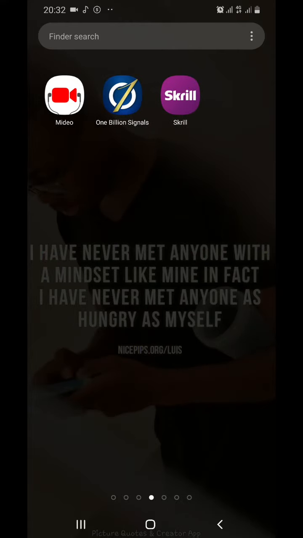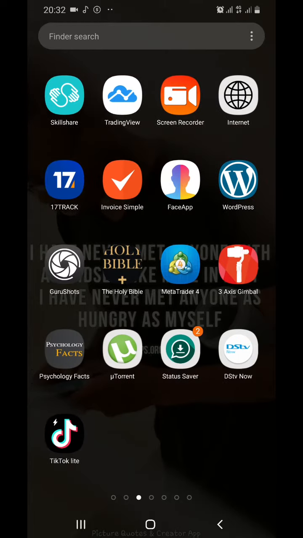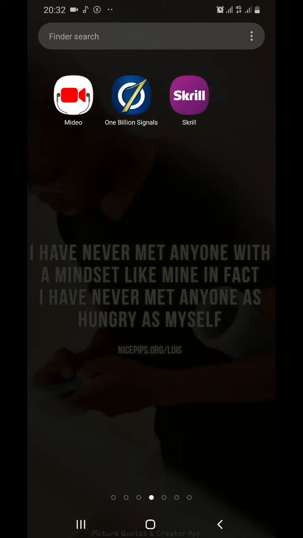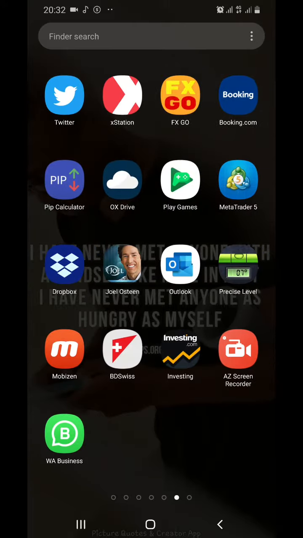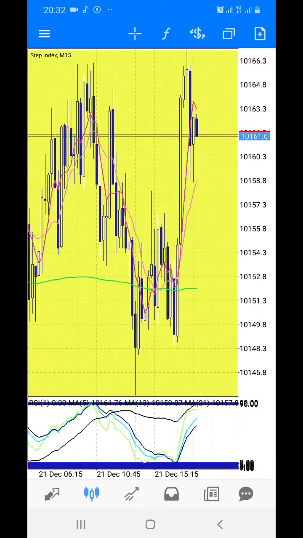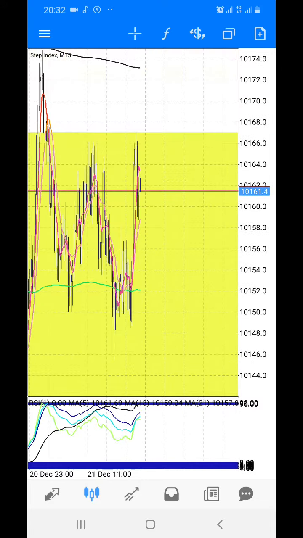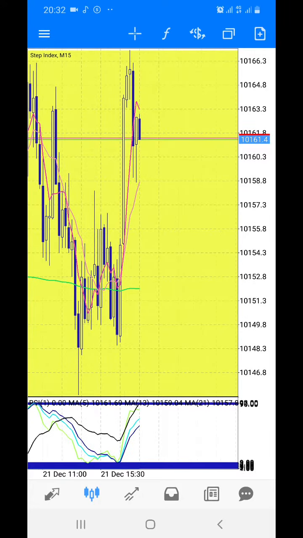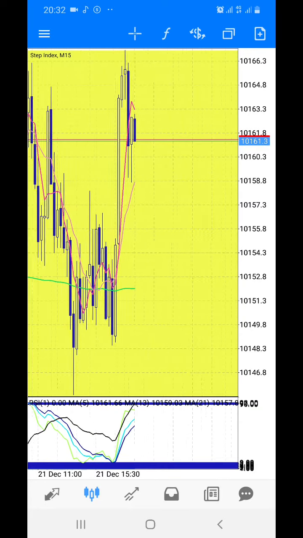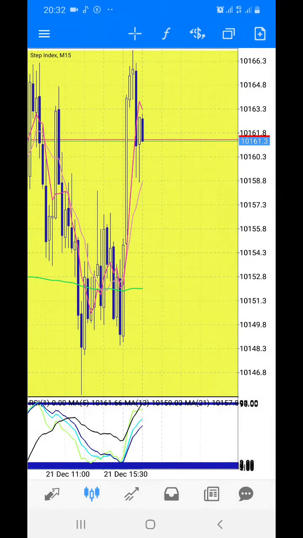Late at night, I'm outside and I just thought of giving you a small tutorial video on a little bit of market making. I'm going to give this example using Step Index with a 5-minute chart. So guys, this is what I have on Step Index right at this moment, 2030.